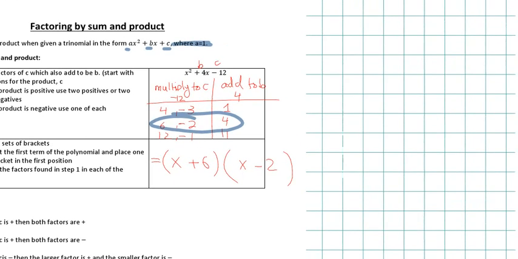So if I'm going to FOIL, right? Because the opposite of factoring is FOILing, expanding. X times X? X times negative 2? 6 times X? 6X. 6 times negative 2? Let's collect like terms. So I have X squared, negative 2X plus 6X, minus 12. Is that what I started with?